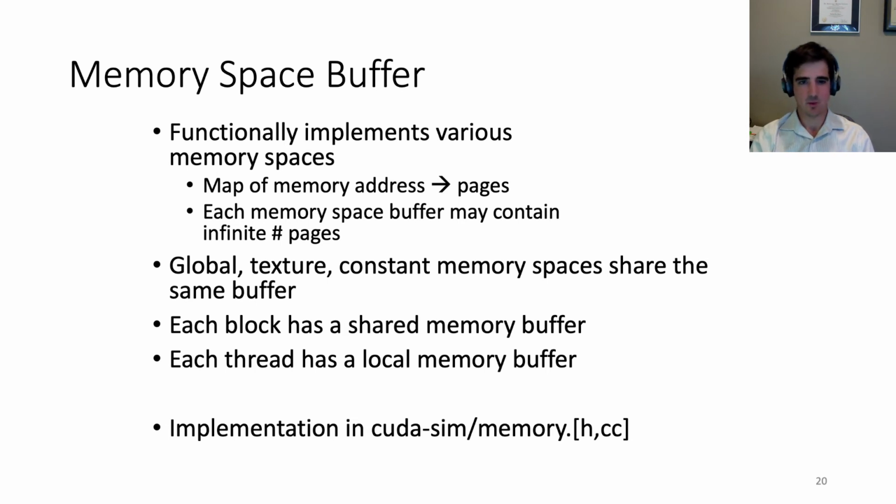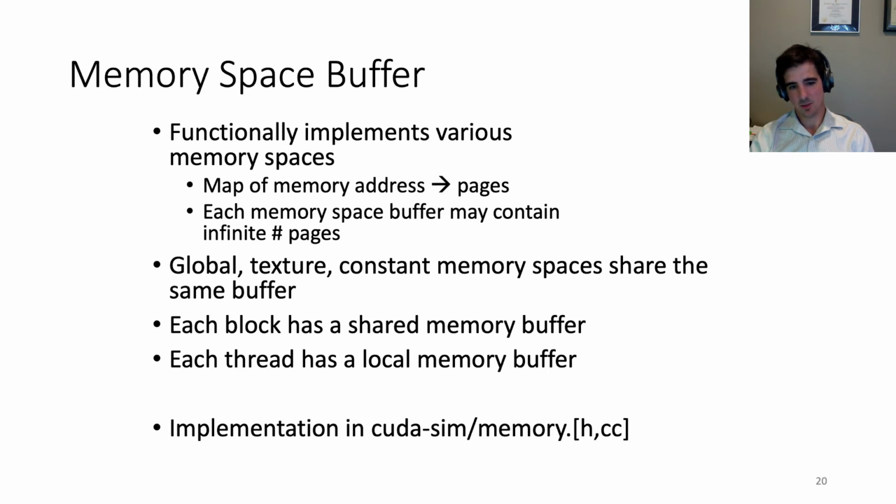And the way that the buffer works is that each buffer can actually contain an infinite number of pages. We have a bunch of different types of memories that are stored here. So global, texture, constant, all of those spaces share the same buffer inside the buffer memory space implementation.